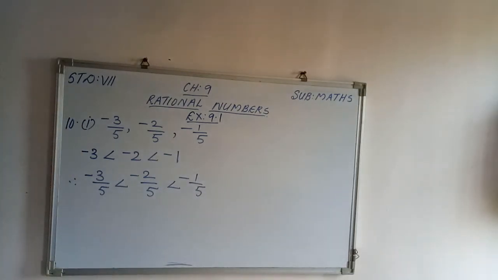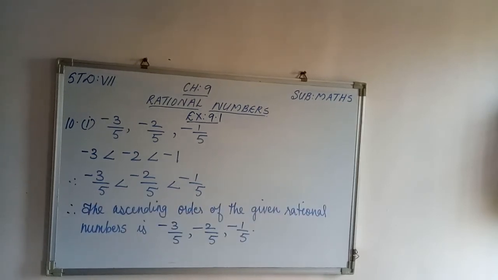So, which is the ascending order? Therefore, the ascending order of the given rational numbers is minus 3 upon 5, minus 2 upon 5, minus 1 upon 5. Suppose if the denominators are not the same, what you have to do? Then find out the LCM, make the denominators same, then compare the numerators. That we can see in the next questions.